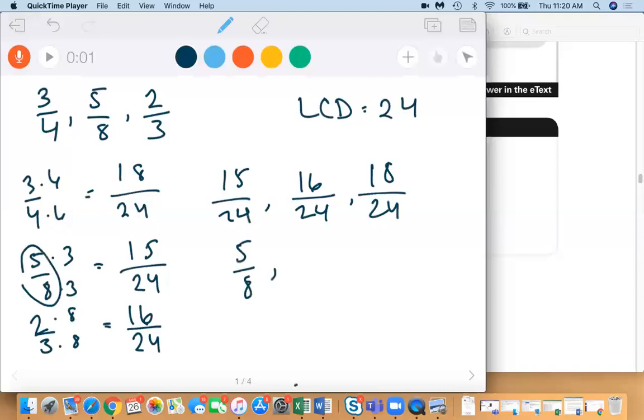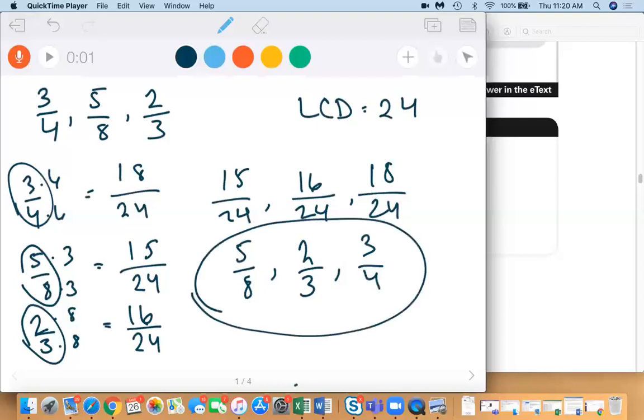That 16 over 24 corresponds to 2/3. That 18 over 24 corresponds to 3/4. So that means you would input this order for how to order those fractions from smallest to largest. Any questions about that?